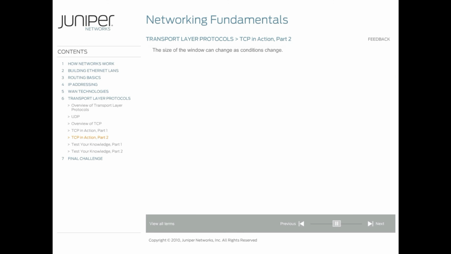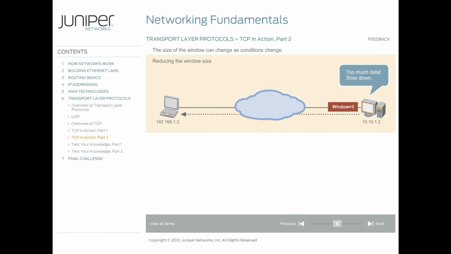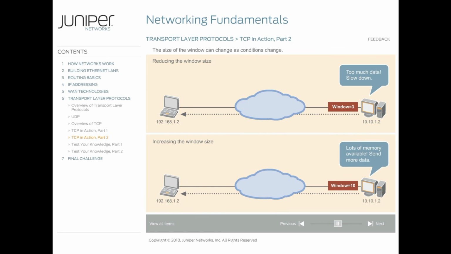The size of the window can change as conditions on the receiver or in the network change. If the receiver starts to become overloaded for whatever reason, it might reduce the window size by sending back a smaller number of bytes in the window field. Likewise, if the receiver has more available processor or memory resources, it can increase the transmission window size.